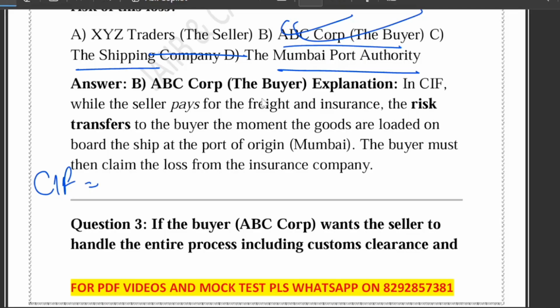So CIF means the seller covers cost, insurance, and freight. Risk transfers when the goods are loaded on the ship. The buyer claims insurance for any loss during the transit. I hope it is crystal clear.